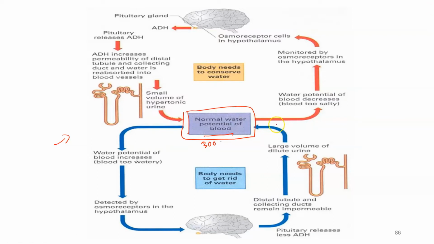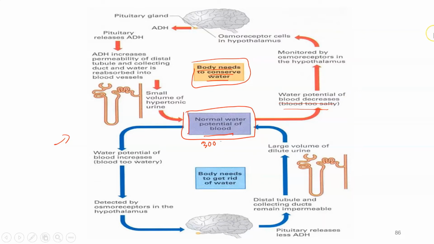Let's look at the red arrow first, the yellow box first. It says the body needs to conserve water. So you are feeling dehydrated, and your body needs to conserve water. It says here the water potential of blood decreases. The blood is too salty, too concentrated.